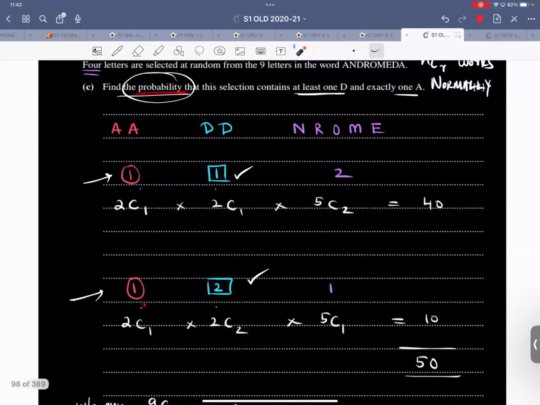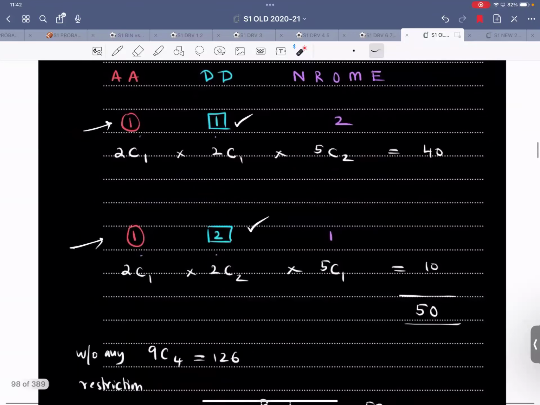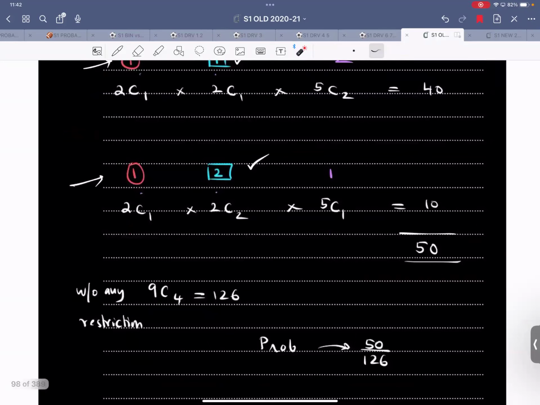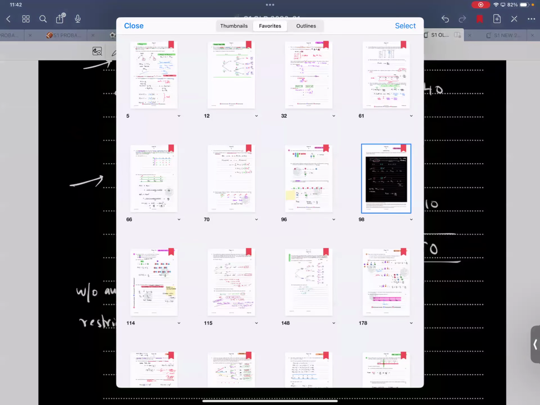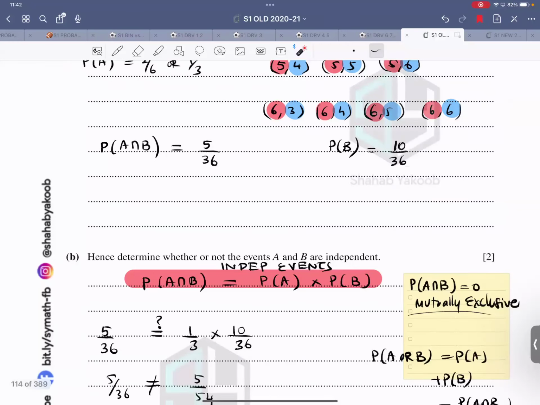Similarly, I'm choosing 1 out of A and 2 out of D and 1 out of 5. So 2C1, 2C2, 5C1. And that's how we get this answer. Without any restriction, it's 9C4. So that is one thing that I wanted to focus on yesterday.